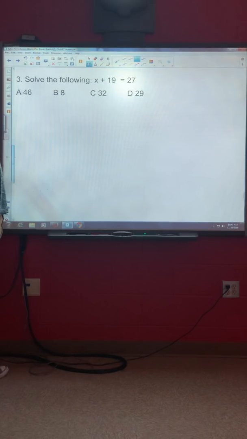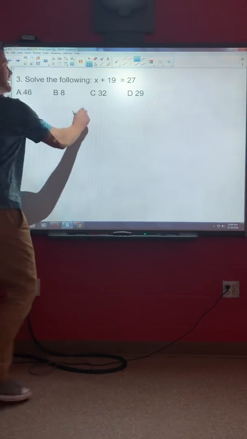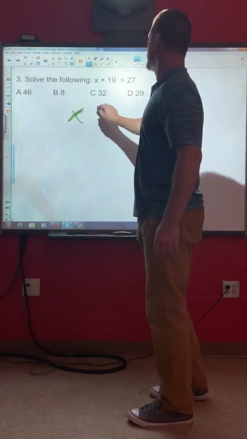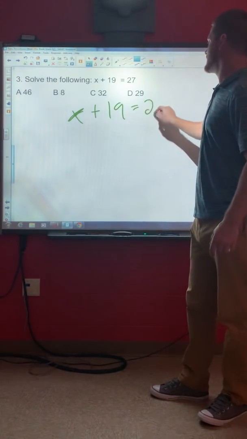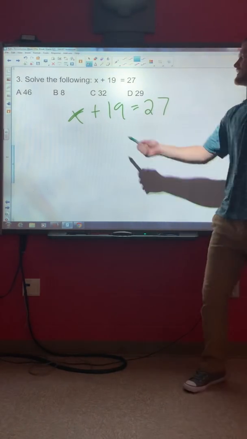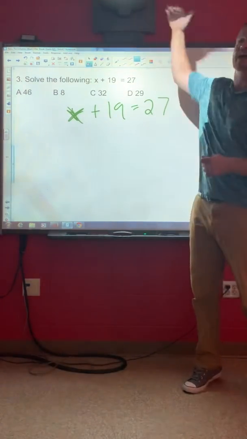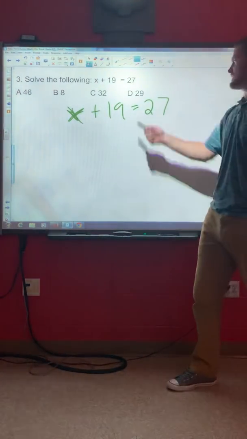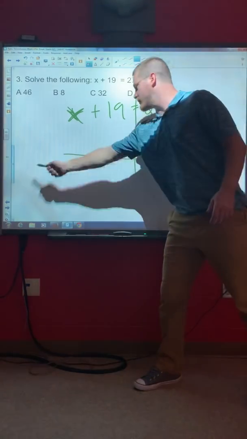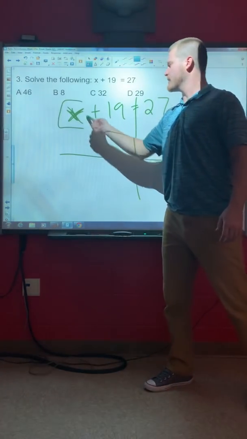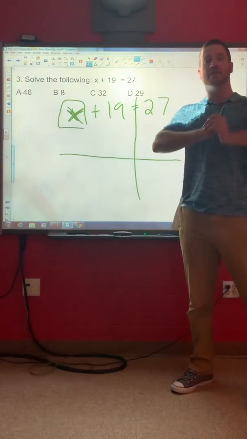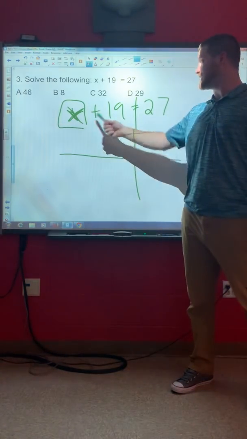Number 3. We have some number plus 19 is the same as 27. So off the get-go, I know that this number has got to be less than 27 because we're literally adding 19 to it to get up to 27. So draw my lines on the workspace. We got to get the variable by itself. So whatever's next to the variable, I got to cancel out. So I'm looking at plus 19.